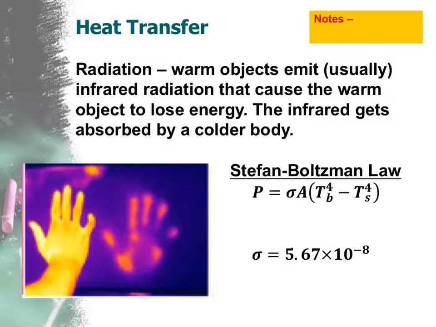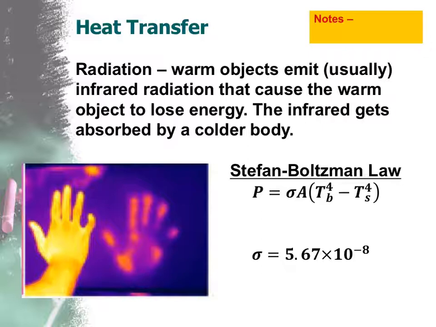Okay, so the third way that heat is transferred is by what's called radiation. Warm objects emit infrared radiation. Actually, all objects emit infrared radiation. And this infrared radiation causes the warm object to lose some energy. I mean, we are taking energy from that kinetic energy in the molecules, and some of that is lost to this radiation, and this radiation goes out, and that gets absorbed by a colder body.